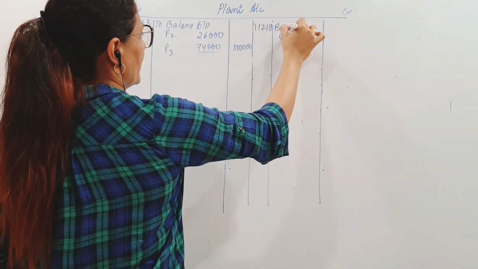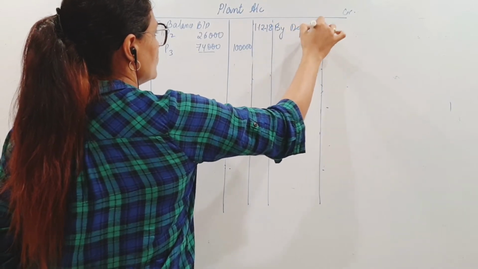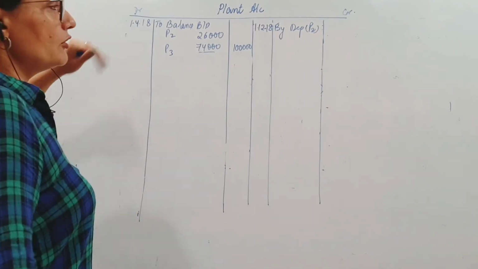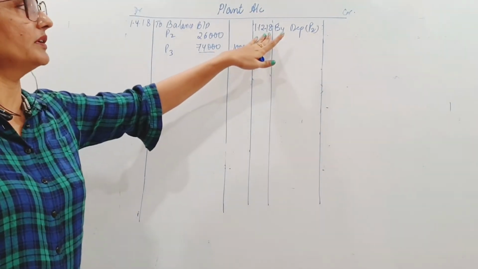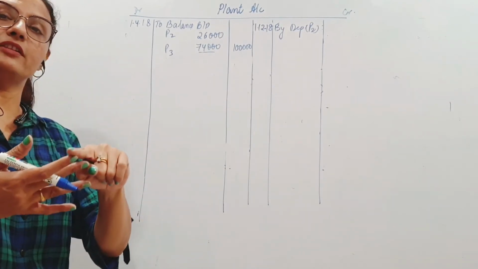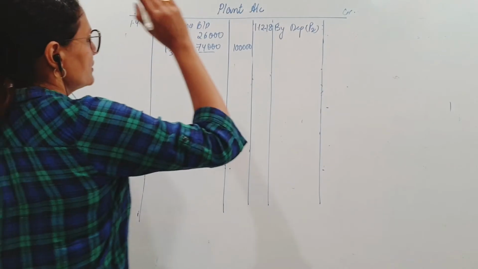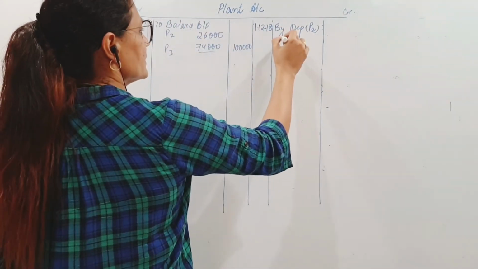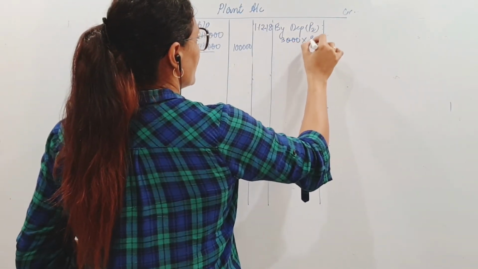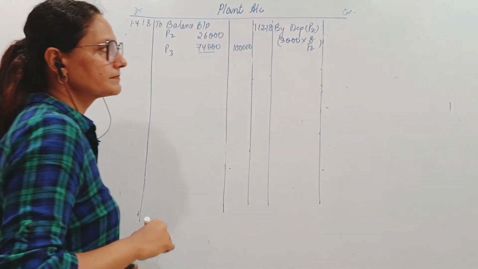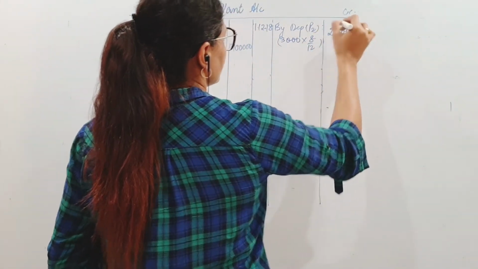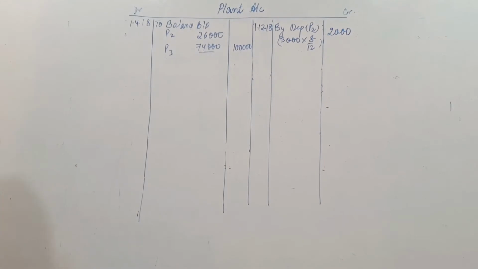1/12/18 by depreciation on P2. We're selling off P2, so इसीलिए P2 का depreciation for how many months? Because you're selling off on 1st December, so 8 months. Yes, April, May, June, July, August, September, October, November, 8 months. So we charge depreciation on this 8 months. So 3,000 is the annual depreciation of this machine for 8 months. Okay, 2/3 of it, meaning 2,000. I will have to depreciate it with 2,000.